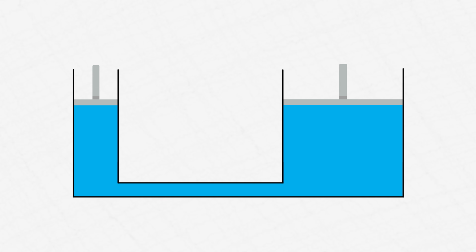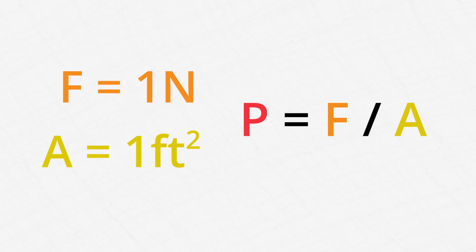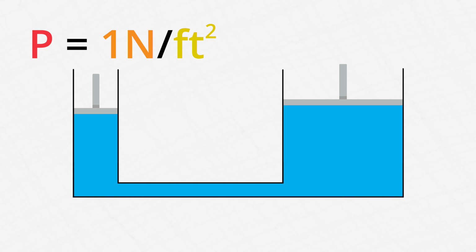If we push on the top of the 1 foot container with a force of 1 Newton, then our force is 1 Newton and our area is 1 square foot, which is the area of the liquid we're actually pushing on. This makes the pressure 1 Newton per square foot. This pressure is distributed evenly through the rest of the system, including within the big container.